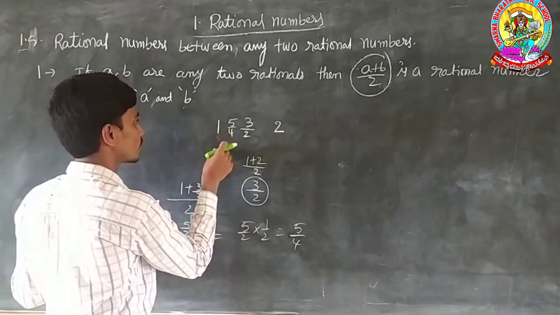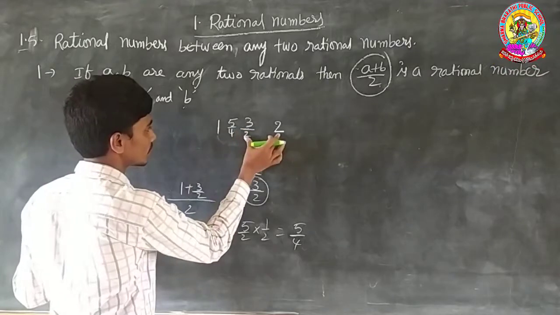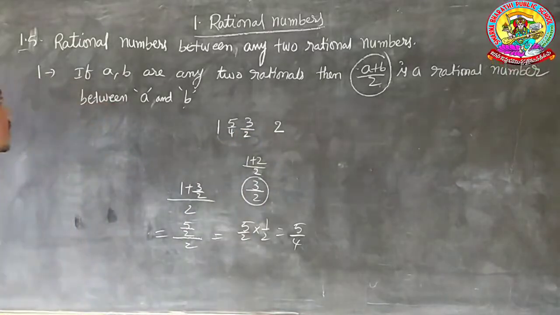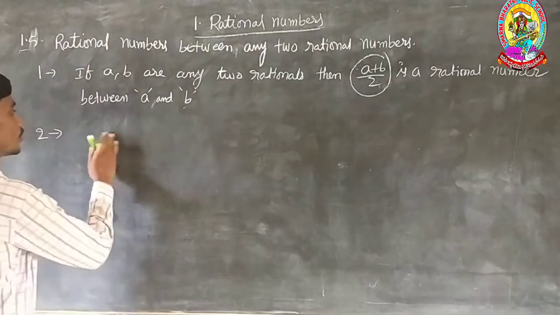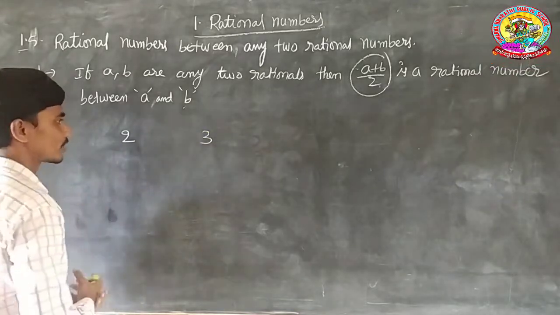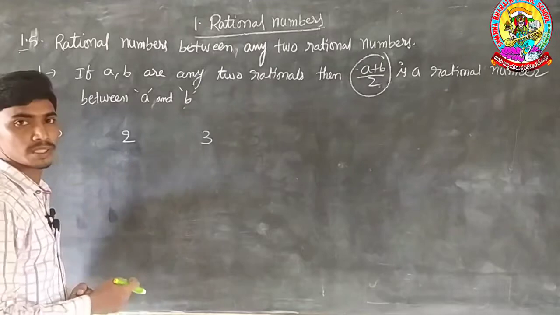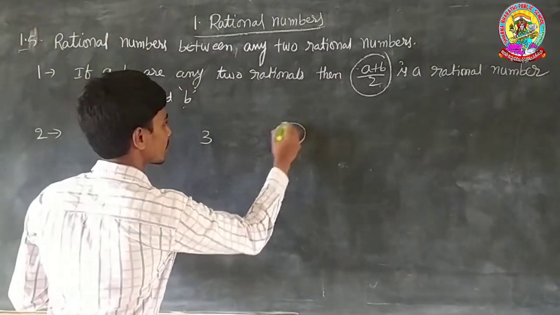If you want to find another rational number, simply add these two and divide by 2. That gives infinitely many rational numbers in between the given rationals. If you want to find rational numbers in between 2 and 3, the question is like this: find 10 rational numbers in between 2 and 3. So 10 rational numbers are wanted.